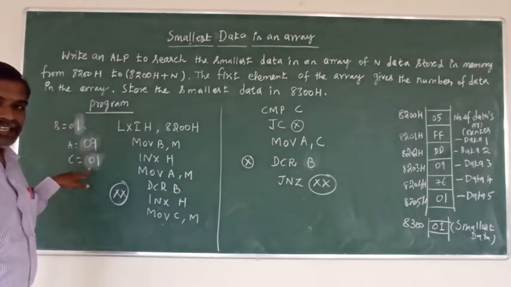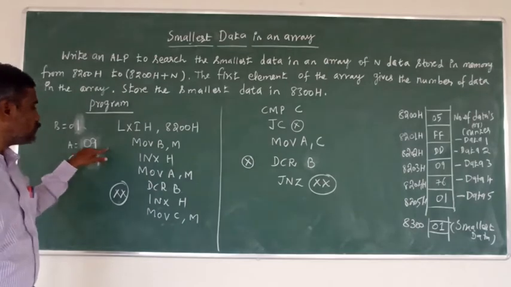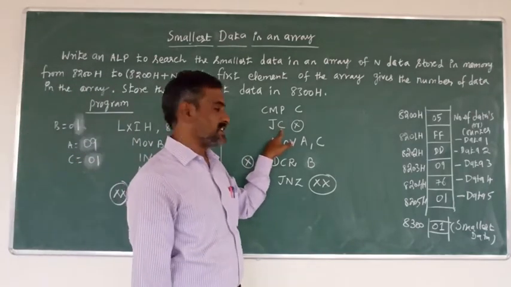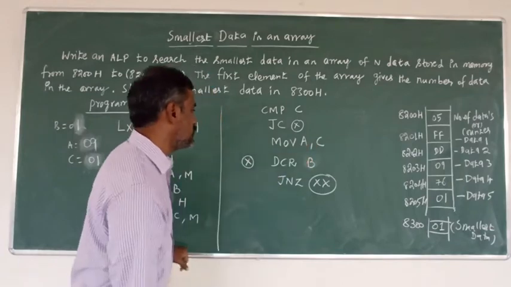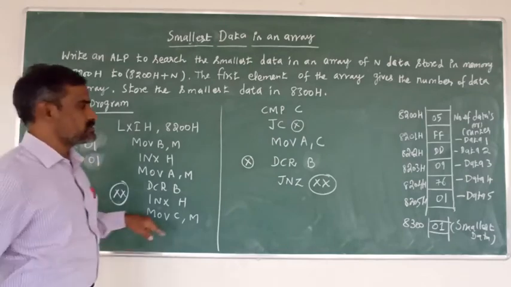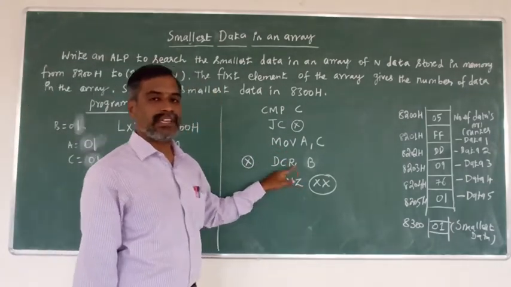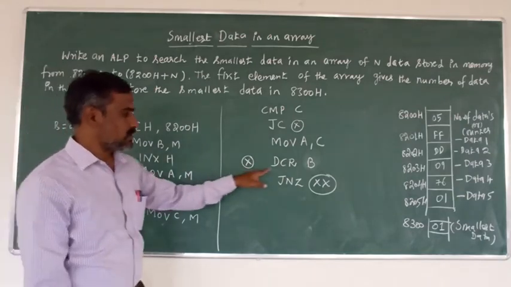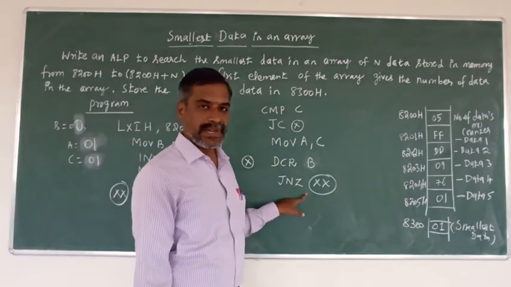But the register has the lowest data. We have to move the register data to the accumulator. Now this condition will be unsatisfied. MOV A, C. Now the C register data is moved to the accumulator. Accumulator is 01 and then decrement B. B equals 00. Now B equals 0, this condition will be unsatisfied.